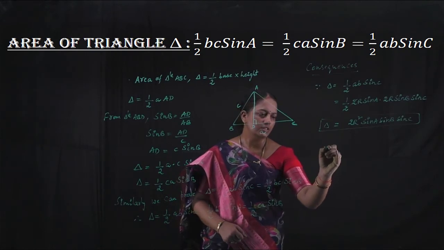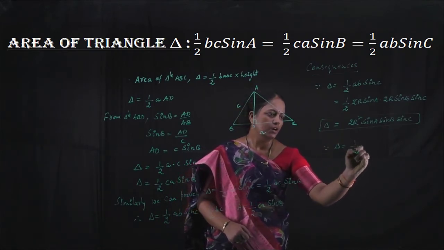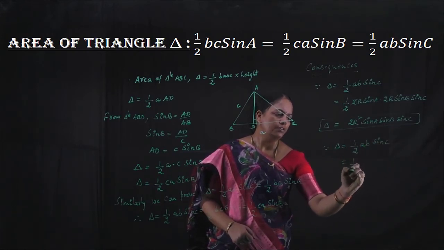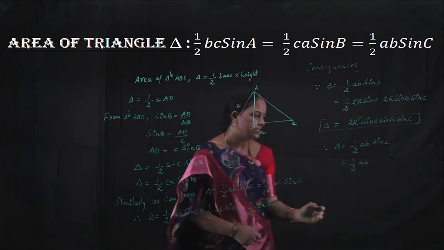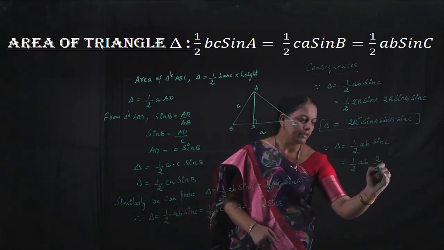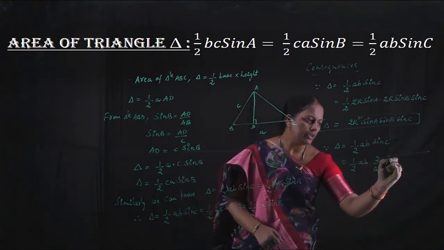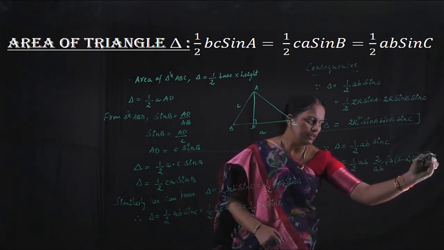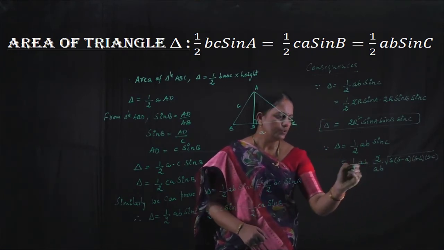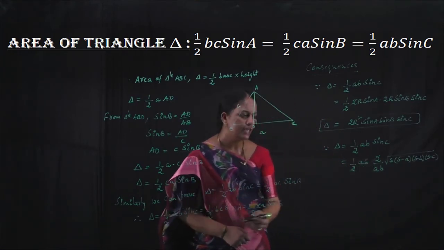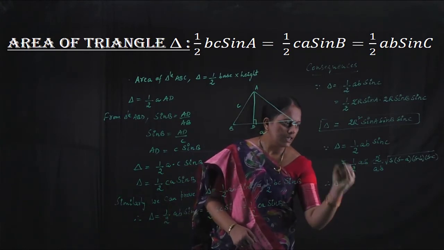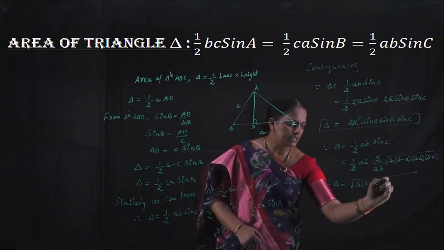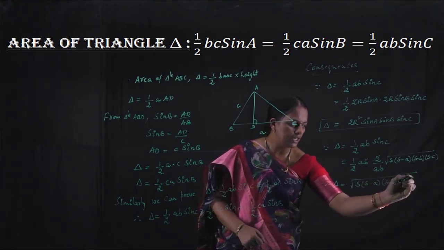And the next one is, since delta is equal to half AB sin C, already we derived half AB into sin C means 2 by AB into root of S into S minus A, S minus B, S minus C. Here 2 gets cancelled and AB gets cancelled. Therefore, delta is equal to root of S into S minus A, S minus B, S minus C.